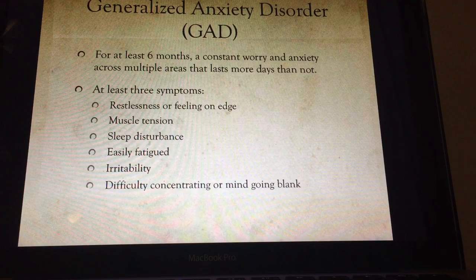Generalized anxiety disorder, GAD. For this to be a true diagnosis, it has to happen for at least 6 months, and it is a constant worry and anxiety across multiple areas or domains that lasts more days than not. Also, for this to be a diagnosis, it has to have at least 3 of these symptoms: restlessness or feeling on edge, muscle tension, sleep disturbance, easily fatigued, irritability, difficulty concentrating, or mind going blank.